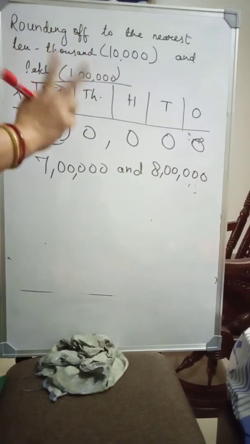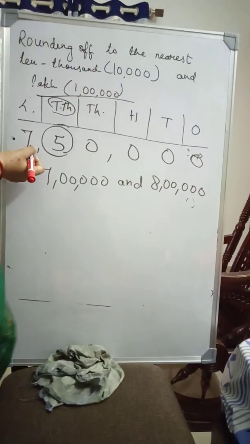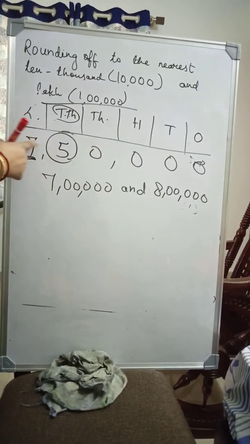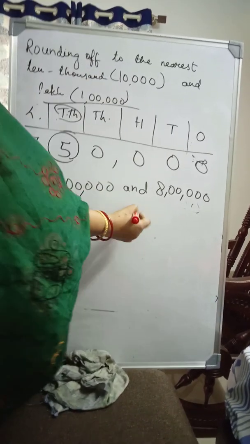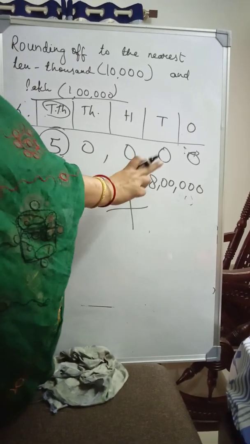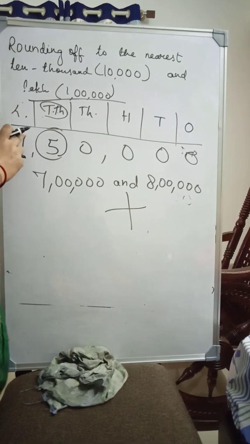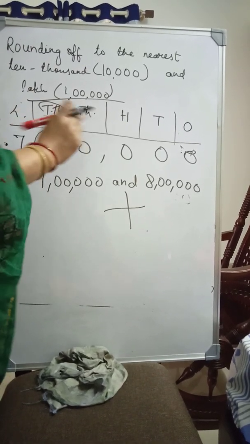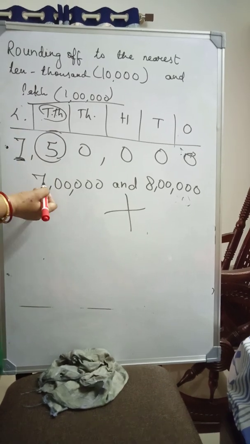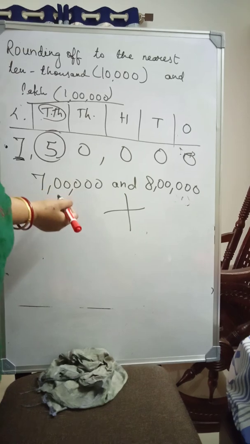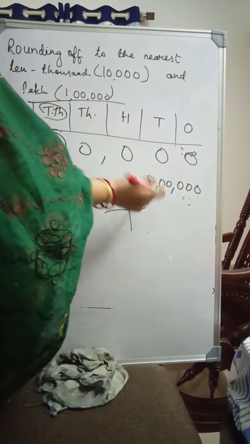Correct? Now, second point. This 7,50,000 is in between 7 lakh and 8 lakh, and it is halfway of 7 lakh and 8 lakh. 7 lakh 50,000, not 75 lakh. 7 lakh 50,000 is halfway of 7 lakh and 8 lakh. Correct? 7,50,000 is in between 7 lakh and 8 lakh.